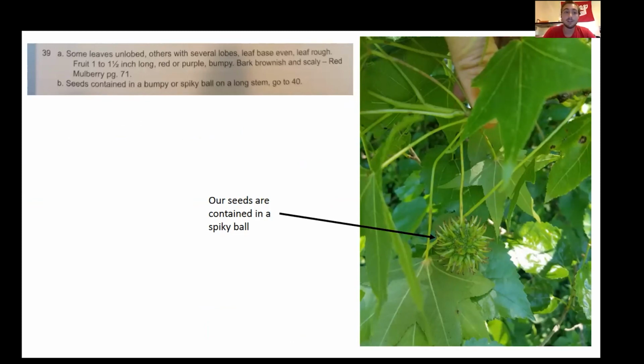Now here in A, it does say that some leaves are unlobed, others with several lobes. Sweetgum does not have that feature. So instead of saying, yes, we have this, you would say, no, we don't have this. We don't have what's in A, so we have to go with what's in B. Keys can be tricky in that way, where sometimes you won't have a feature they're referring to, and you have to look deeper into how you might figure out what individual you have.